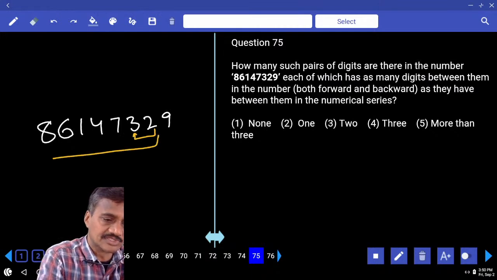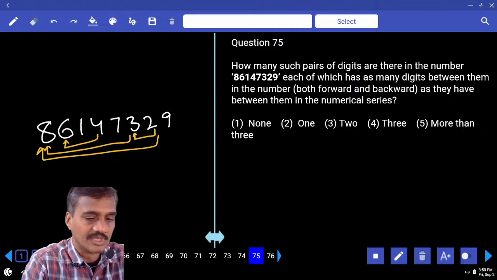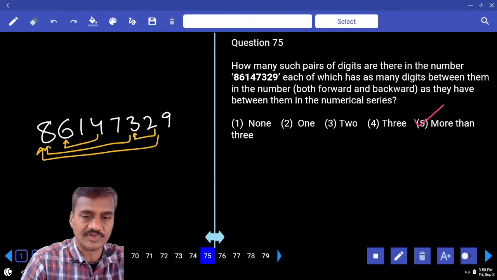Now 2 and 8, there is one more. And 3 and 8, there is one more. And again 4, 5, 6, 7, 8, 7, 8, 9. 4 and 6, there is one more. And how many do we have? 4. There are more than 3. Choice 5, 75.